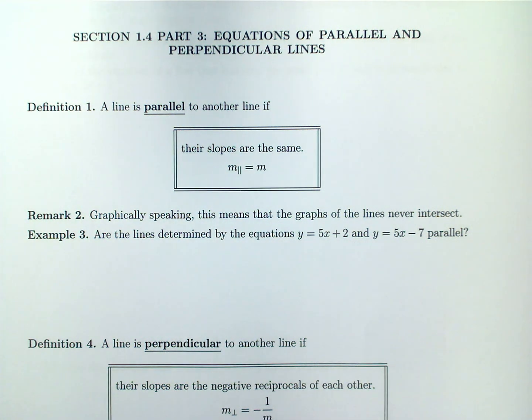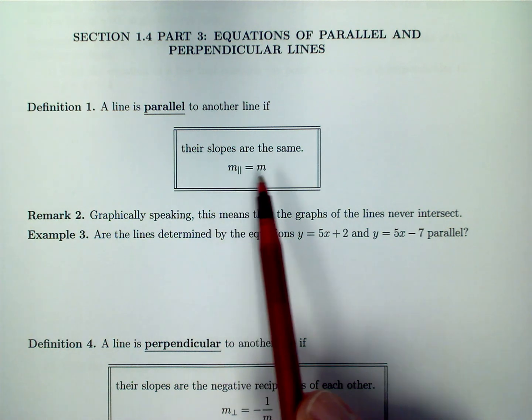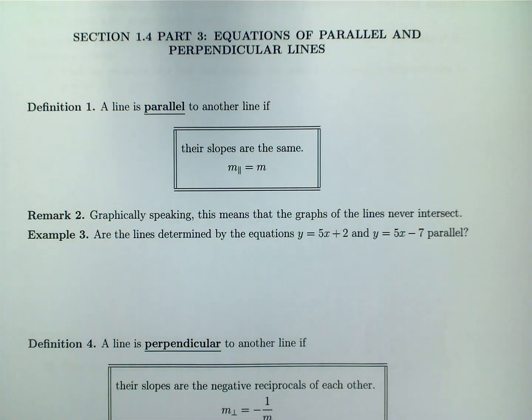Welcome back to College Algebra, MAT 150. In this lecture, we will be talking about equations of parallel and perpendicular lines. A line is parallel to another line if you can look at the slopes of the two equations and see that they're the same.